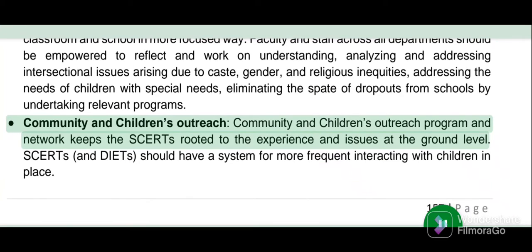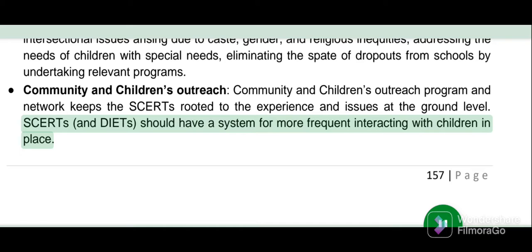Community and Children's Outreach. Community and Children's Outreach programs and networks keep the SCERTs rooted to the experience and issues at the ground level. SCERTs and DIETs should have a system for more frequent interaction with children in place.